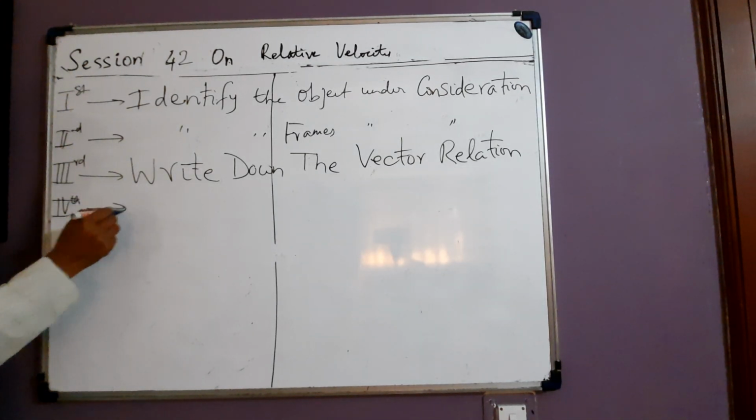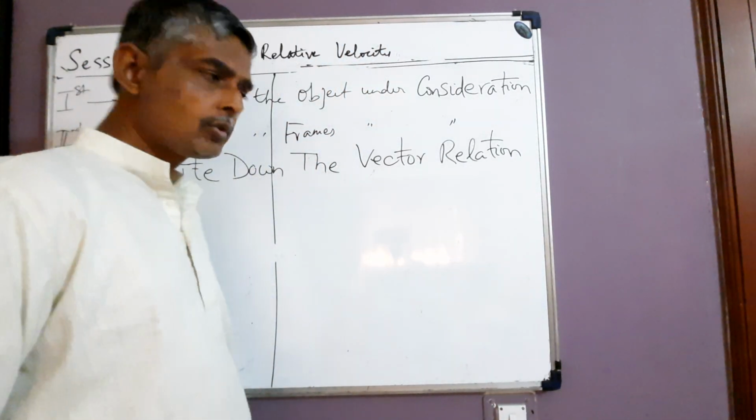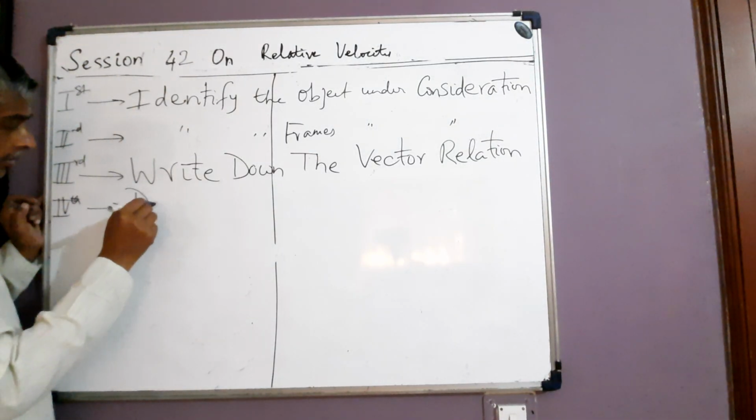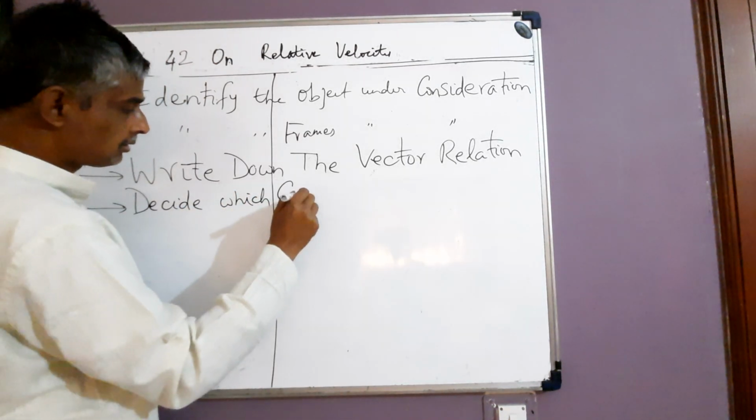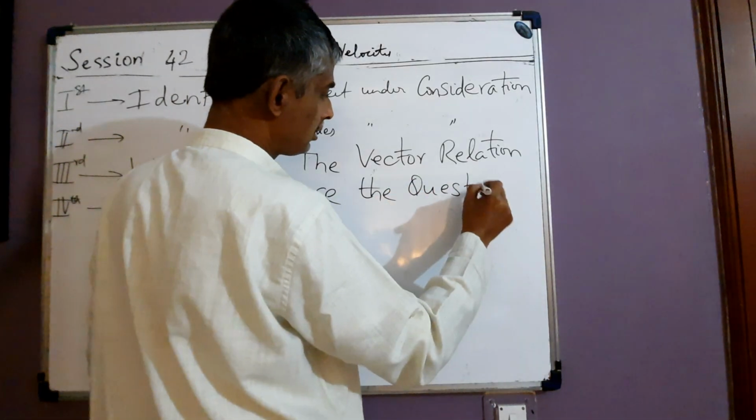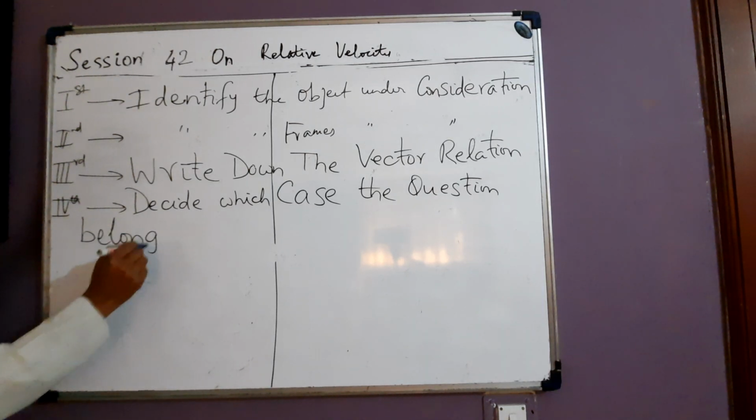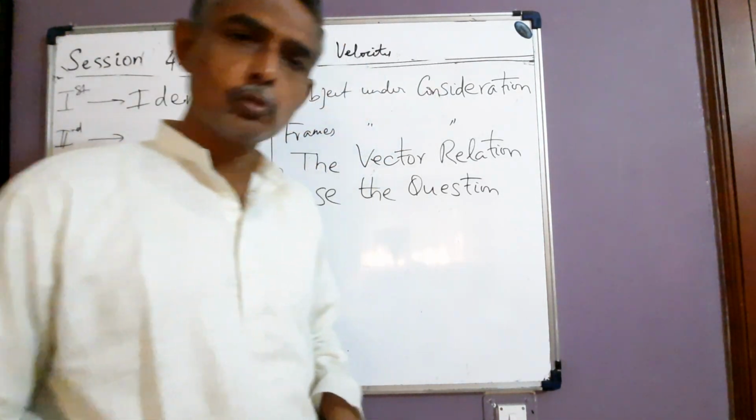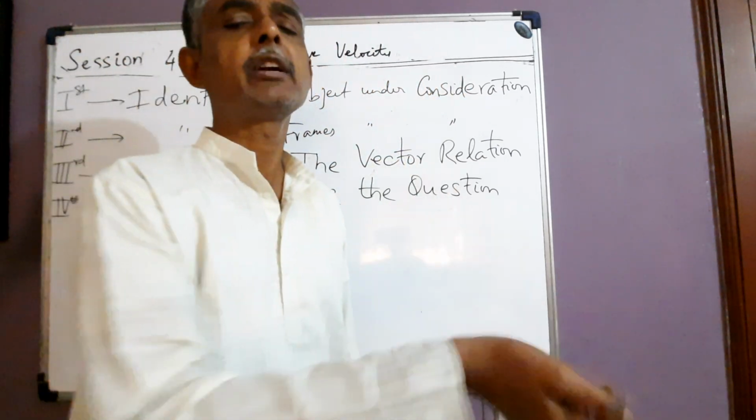Then the fourth step: after writing the vector equation, we observe which quantities are known and which are unknown, so that we can decide which case the question belongs to. Once it has been decided which case the problem belongs to, we proceed to solve the problem by applying the procedure for that particular case.